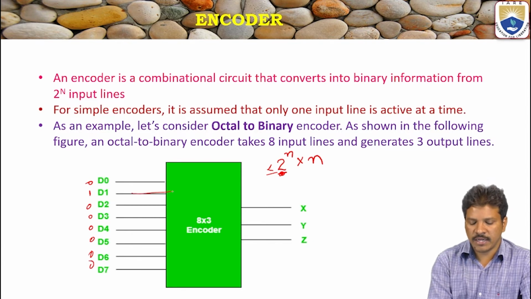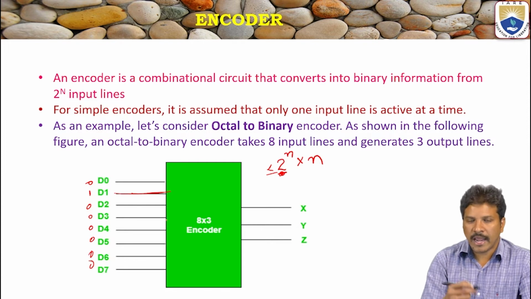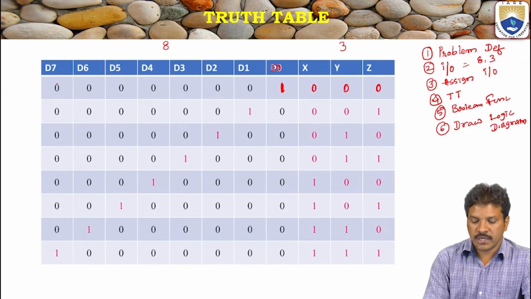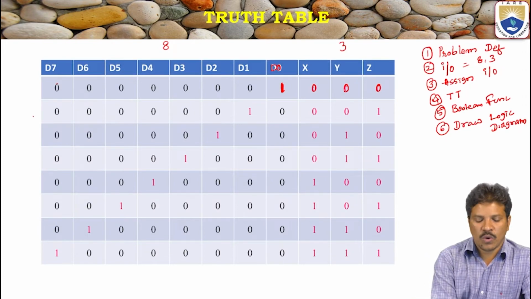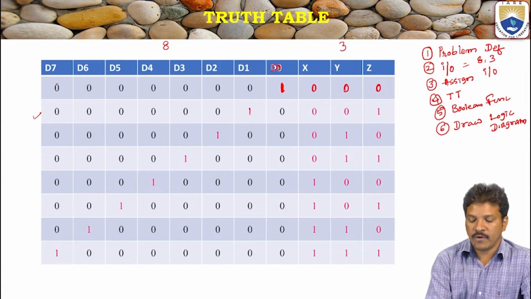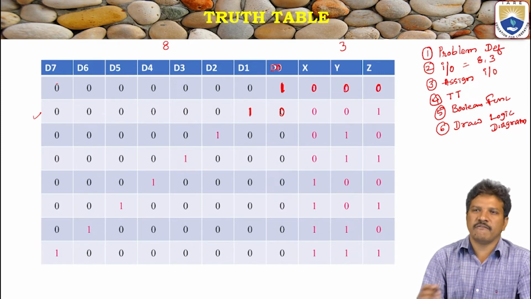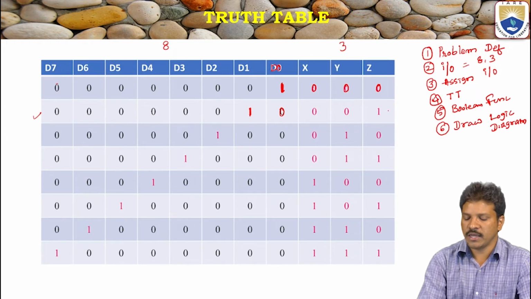Then only D1 is active. Then the encoder encodes the binary information for this D1 only. That means its corresponding output is 001, where the last bit is the least significant bit. Likewise, we can make the second row: take all zeros and only D1 is 1, remaining all zeros. So when D1 is the only active input, its corresponding binary information is 001. So that's why we can take 001.